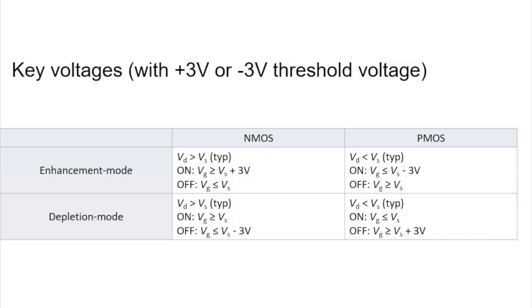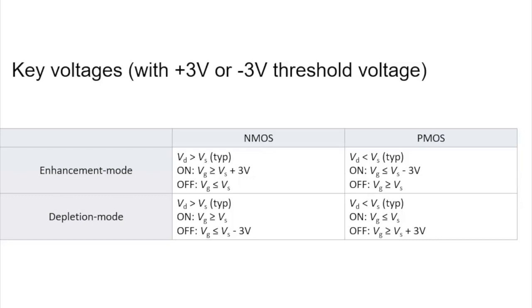Now we can look into the table that gives the key threshold voltage applied across the terminals so as to make it turn on and turn off. We can compare pMOS and nMOS transistors as well as enhancement and depletion mode transistors. First we can look into enhancement mode nMOS transistors. The initial condition should be Vd must be greater than Vs. That means we have to apply a drain voltage greater than source voltage.